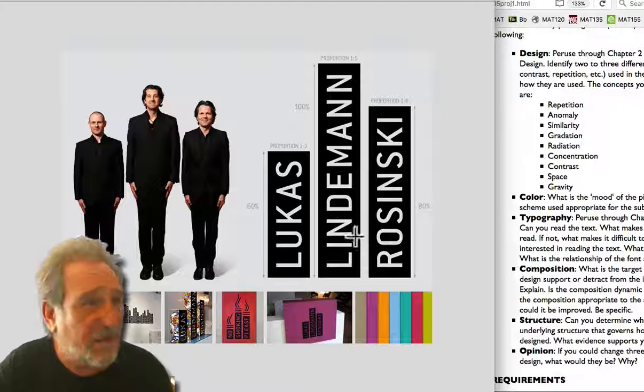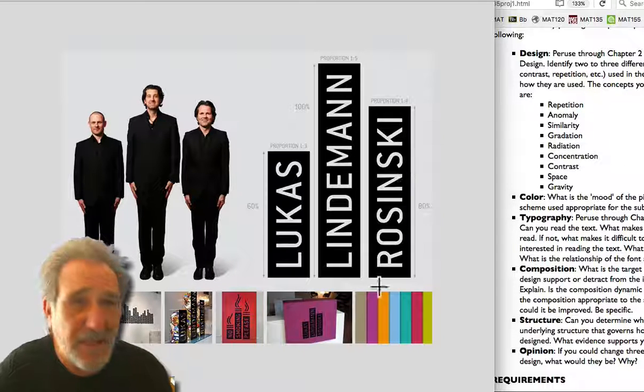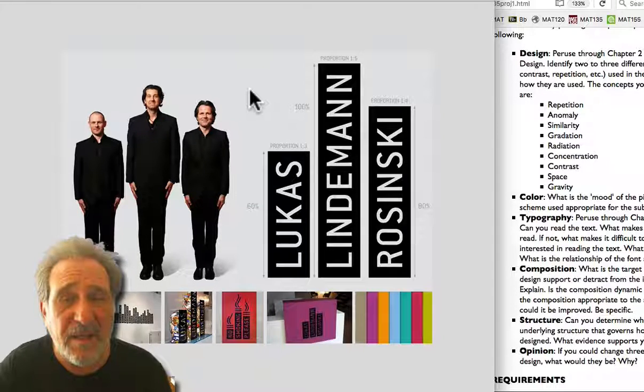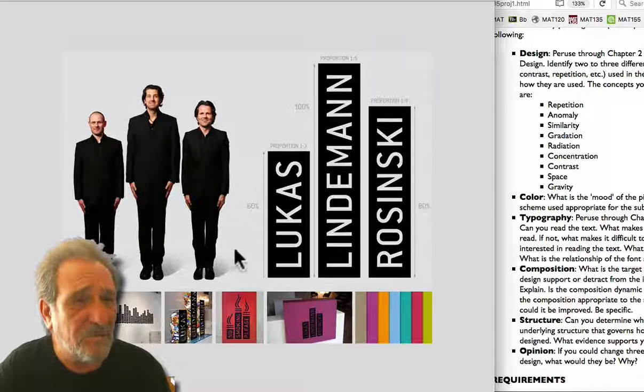What else do we have here? No anomalies, no gradations. Color scheme is sophisticated, right? Because we've got the black and the very light gray. Those are very sophisticated colors. They give the impression of class, and it gives the impression of, like I said, sophistication. So, color scheme kind of works for that.